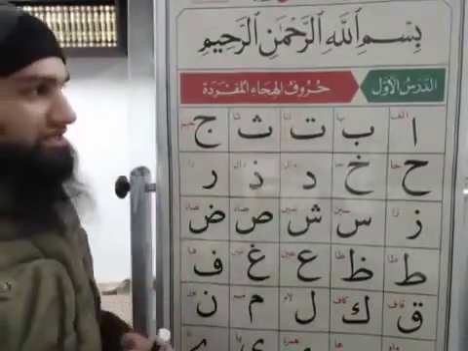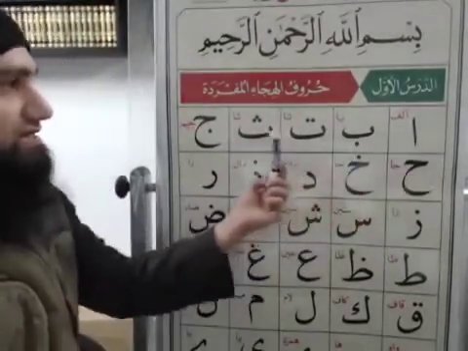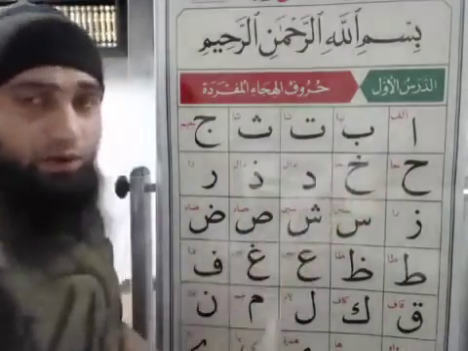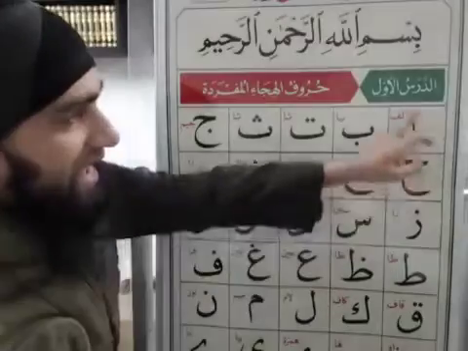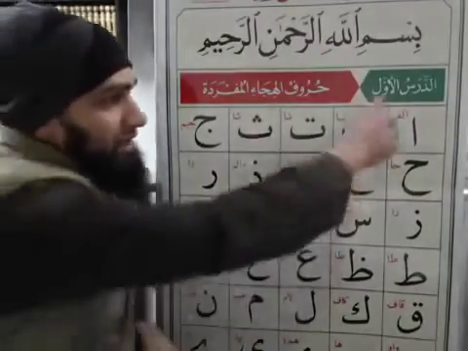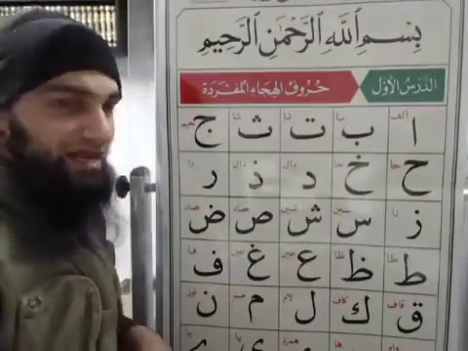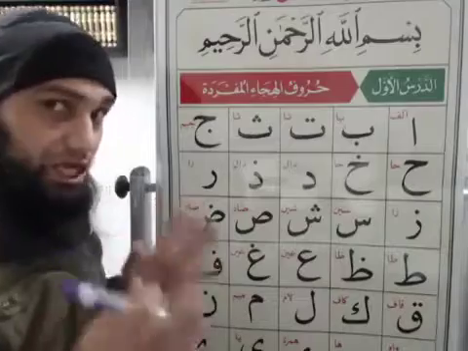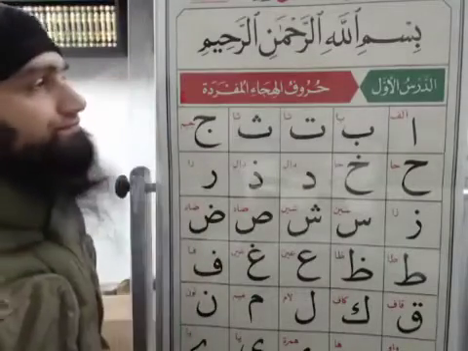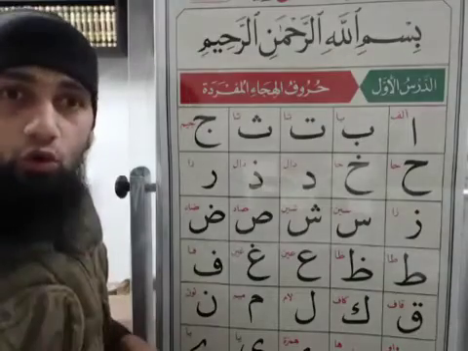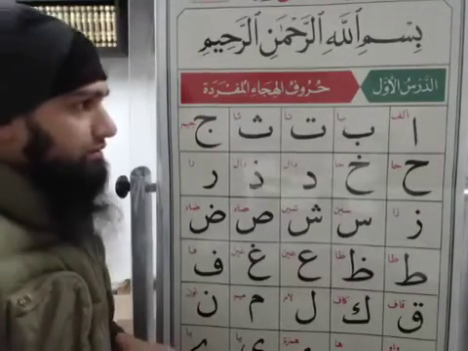So let's begin, inshallah. Here you see each box has one individual letter. Number 1, we have the first letter, alif. In red you have the name of the letter, and in black, these are the actual shapes of the letters. We'll begin and you just follow, inshallah. Okay?